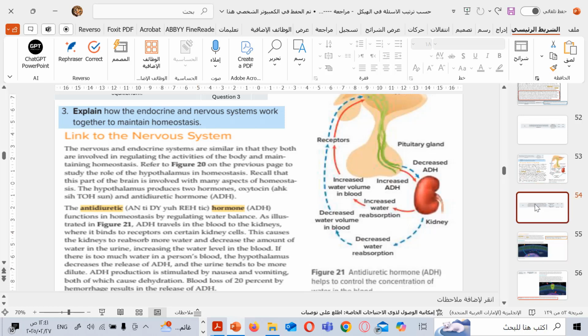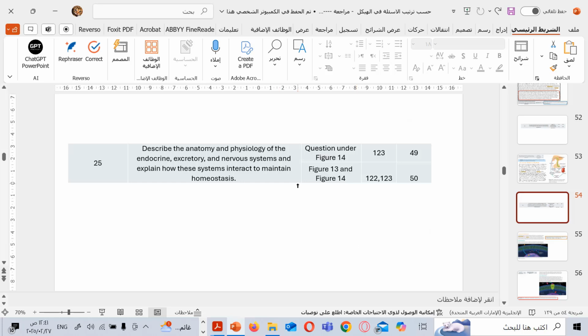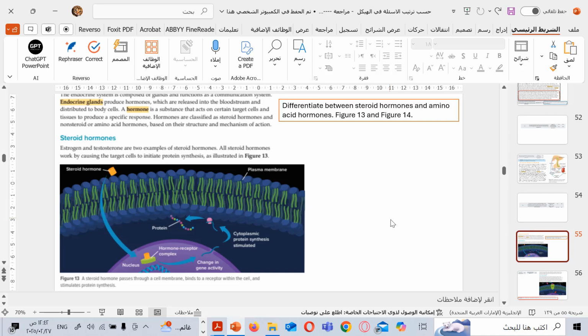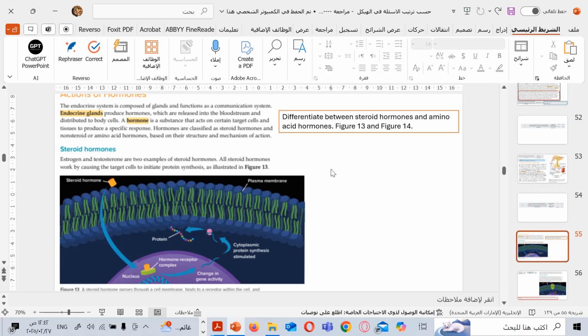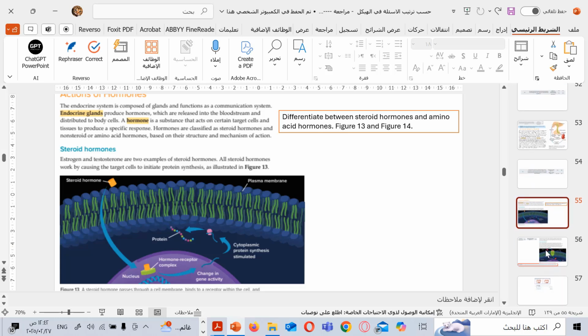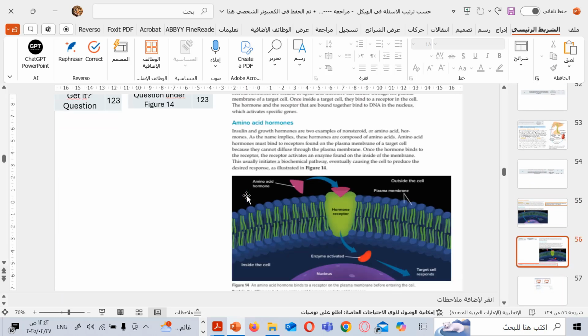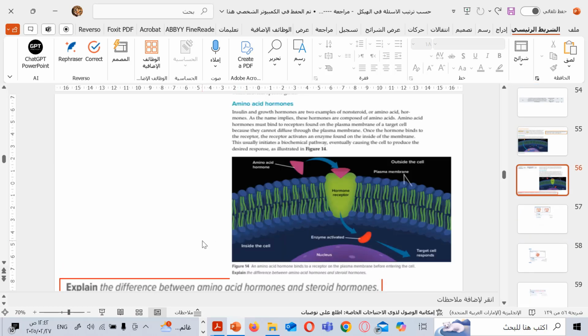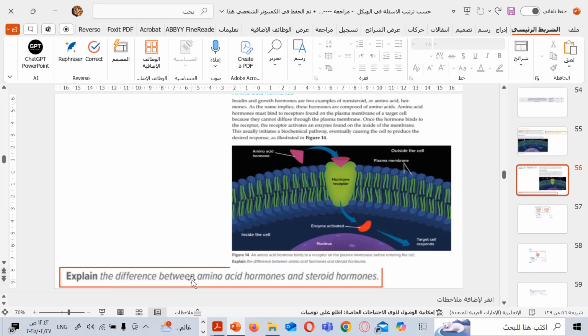The last question is under figure 13 and figure 14: differentiate between steroid hormone and amino acid hormone. Explain the difference between amino acid hormone and steroid hormone.